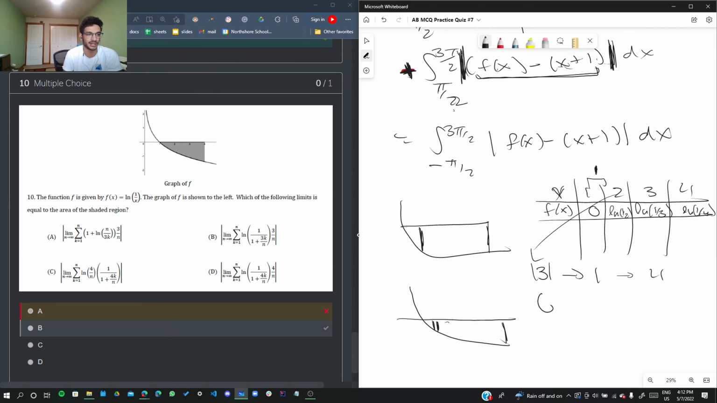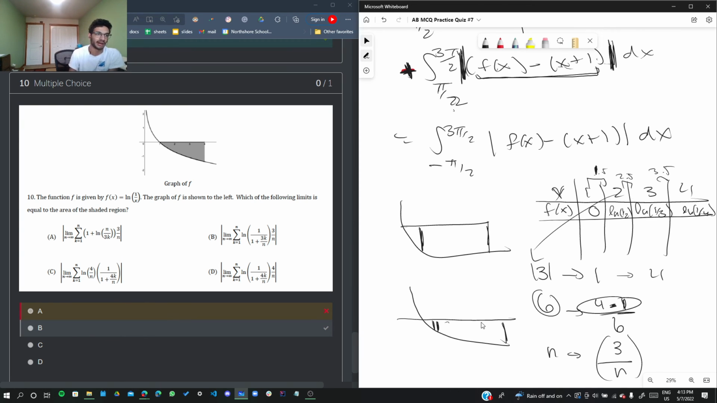But let's say now we had 6 rectangles, right? Now we know we have to split these intervals by half, so we go 1.5, 2, 2.5, 3, and then 3.5, 4, right? Then what we do is we took our interval, which is 4 minus 1, and then we just divided it by the number of rectangles that we had, which is 6. But what if we had an n number of rectangles? Then similarly we just take our interval, 4 minus 1, and divide by n. So these are the number of rectangles that we're going to have.